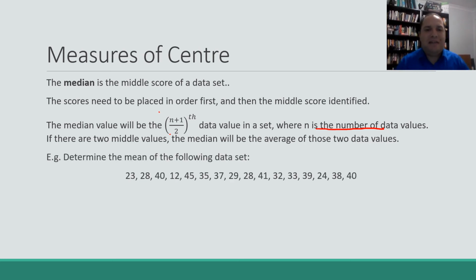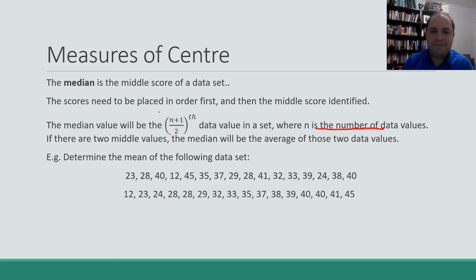Right, so looking at an example, we've got our data set from before. The problem is it's not in order. So our first step is to put it all in order. And then our next step after that is to find out, well, which score is going to be the one in the middle. So we knew there were 16 scores. So 16 plus 1 is 17. 17 divided by 2 is 8.5. So the 8.5 score is going to be our median.